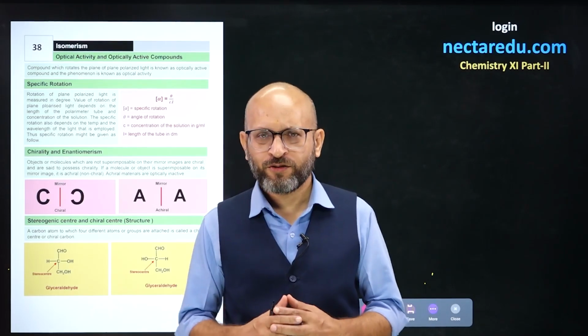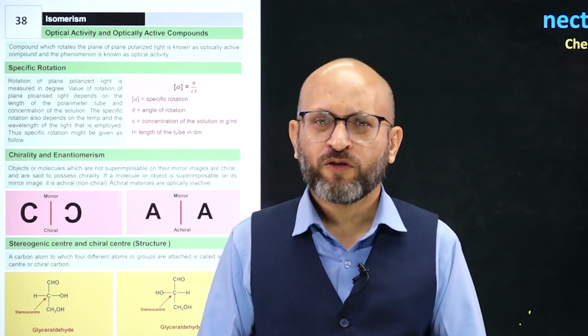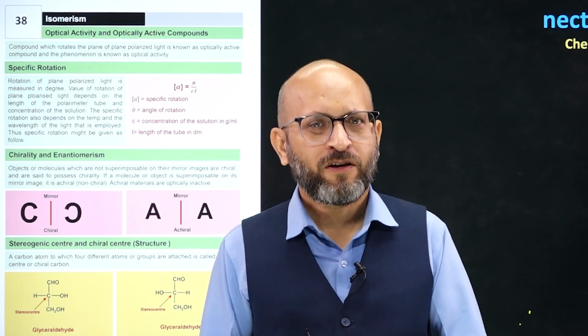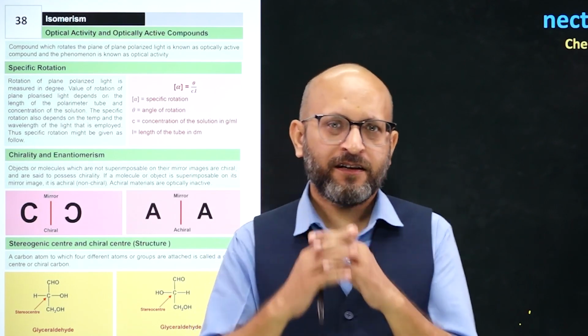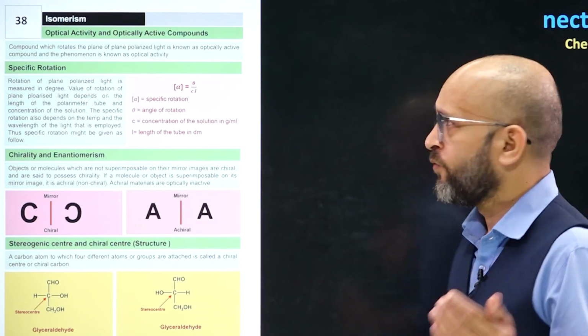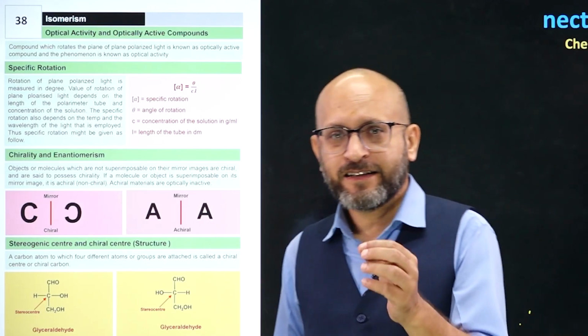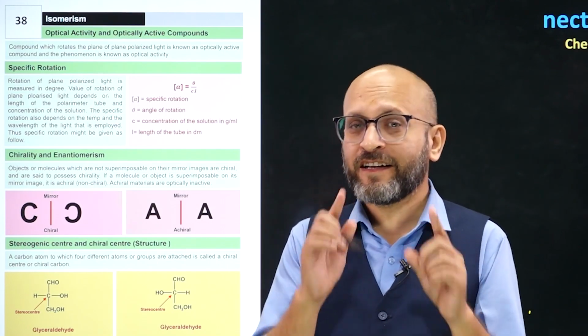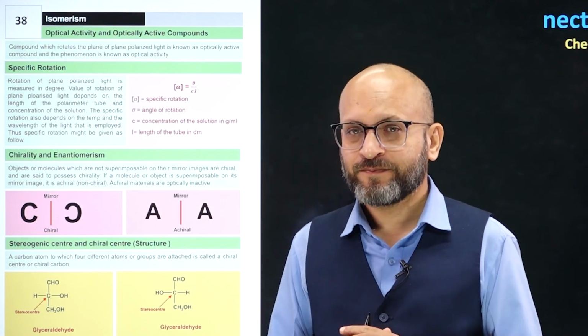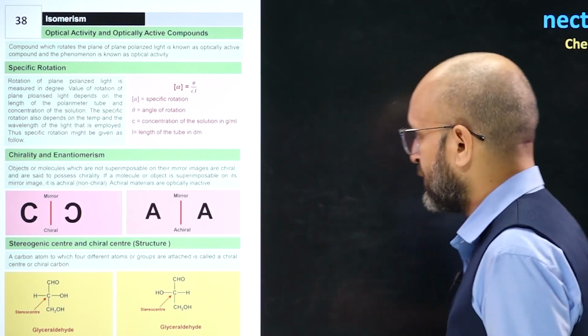Now we are going to study optical isomerism, optically active compounds, and optically inactive compounds. All these features I'll be explaining to you in this video. Now, what is optical activity? Optical activity is basically the capacity of a molecule to rotate plane polarized light. I'll explain it to you through a figure.